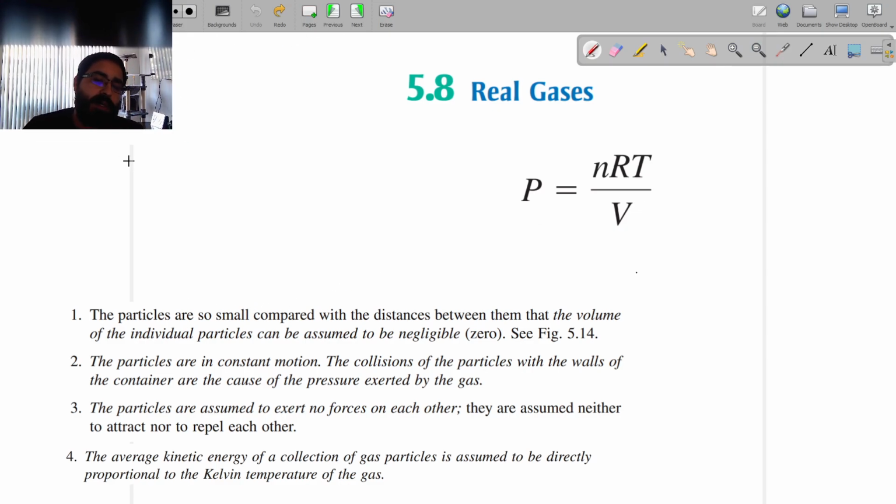And when we talked about the kinetic molecular theory, I said that this one was a little bit off. The assumption that the volume of individual particles can be assumed to be negligible, to be zero, is wrong. That assumption only works in certain conditions, but the majority of the time it fails. Now, let's say it completely fails. Which variable is it going to affect the most?